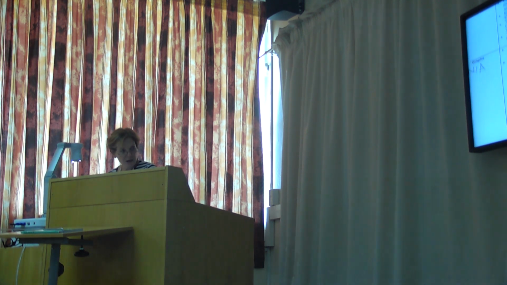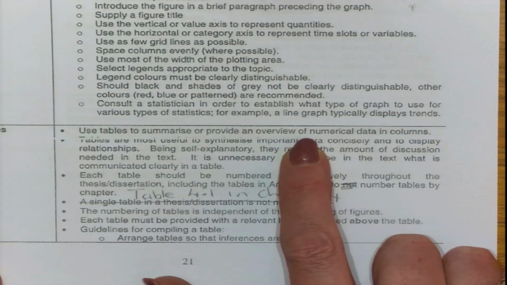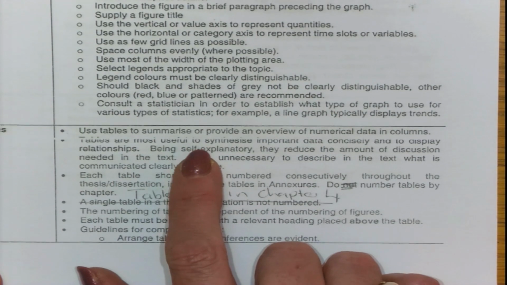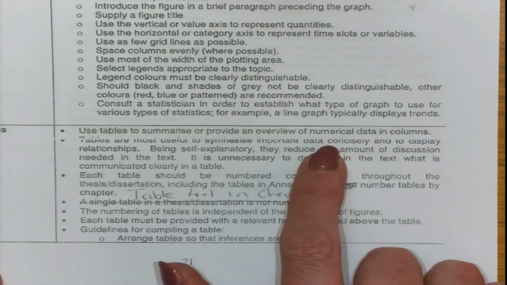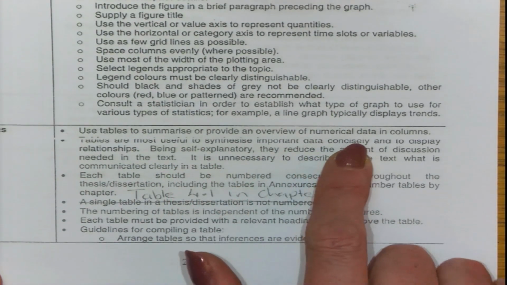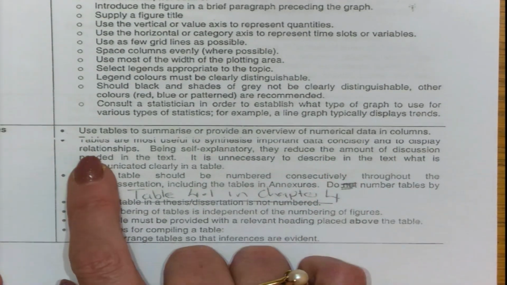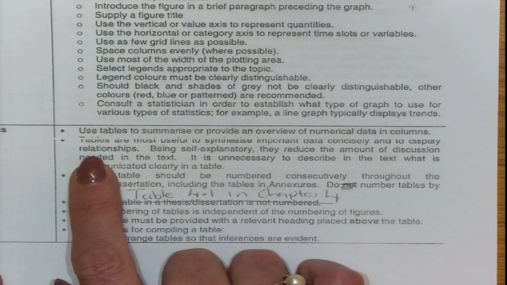Then we don't use graphs, so we can skip this one. We use tables, and I've already explained most of the tables issues. Use tables to summarize or provide an overview of numerical data in columns. Tables are most useful to synthesize important data concisely. You use tables to summarize the information and to display relationships.